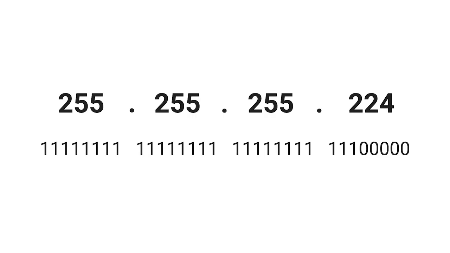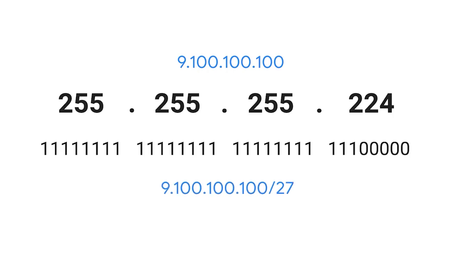Let's say we're dealing with our old friend 9.100.100.100 with a subnet mask of 255.255.255.224. Since that subnet mask represents 27 ones followed by 5 zeros, a quicker way of referencing this is with the notation /27. The entire IP and subnet mask could be written out as 9.100.100.100/27. Neither notation is necessarily more common than the other, so it's important to understand both.